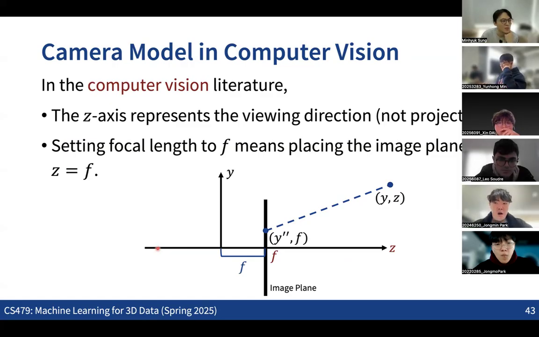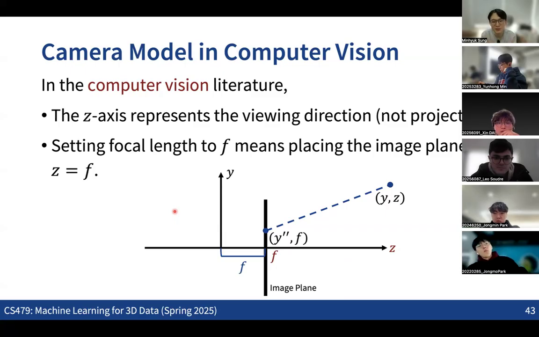But in the computer vision literature, typically the z-axis is flipped. So the z-axis is defined as the viewing direction from 2D to 3D. You can see that graphics is all about rendering, so it's all about the mapping from 3D to 2D. So the z-axis is defined from the 3D to 2D direction, while vision is more about 2D to 3D. So the z-axis is flipped from the image plane to the 3D space.